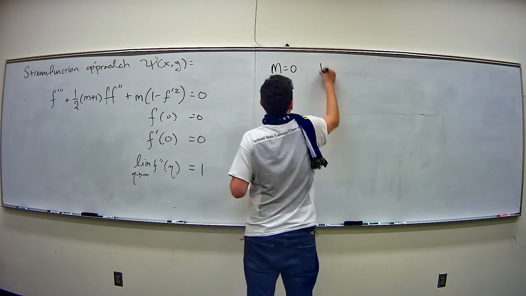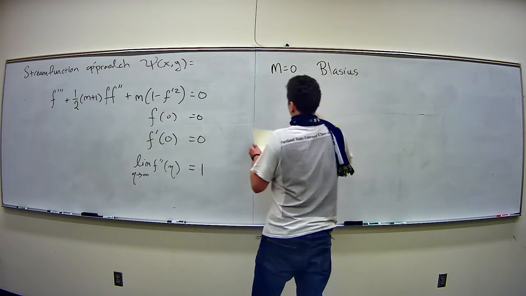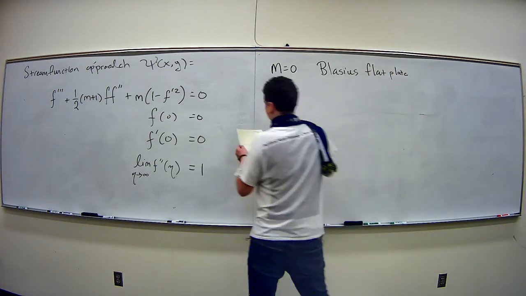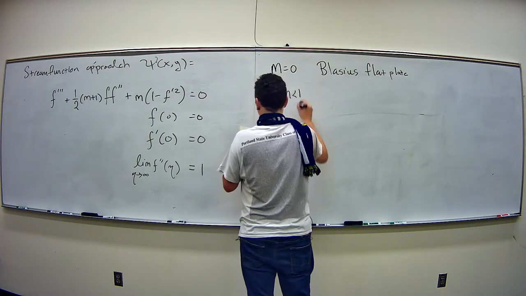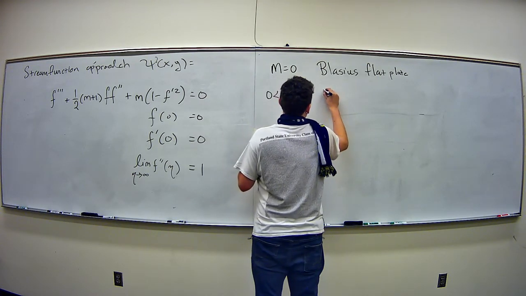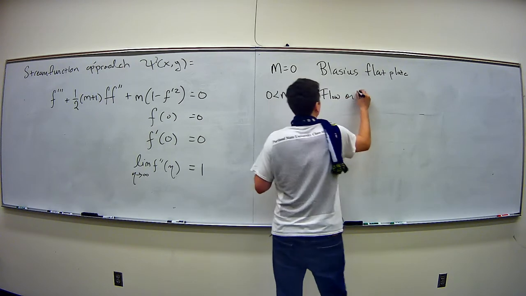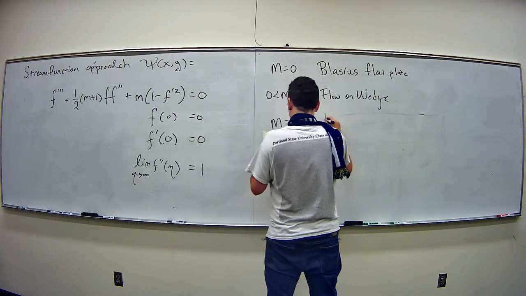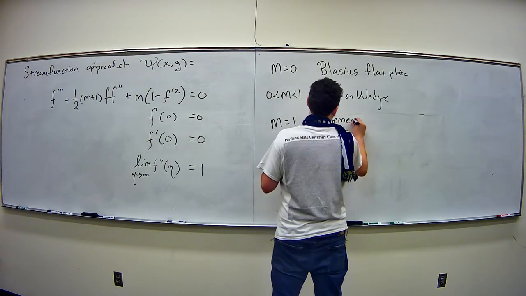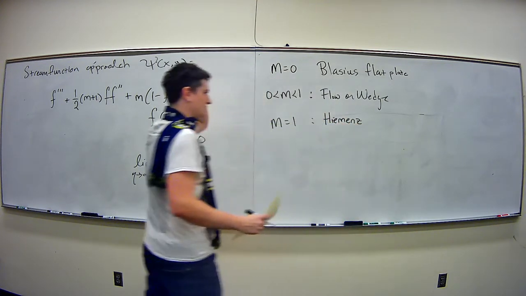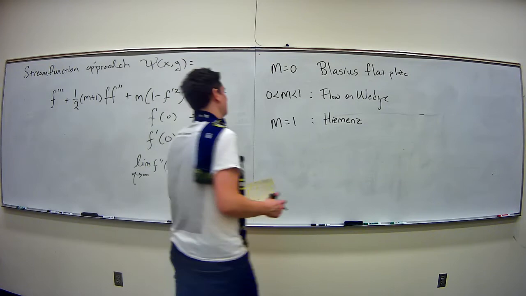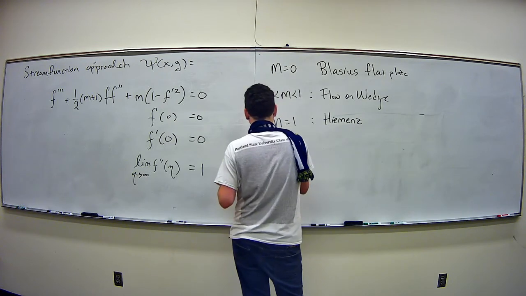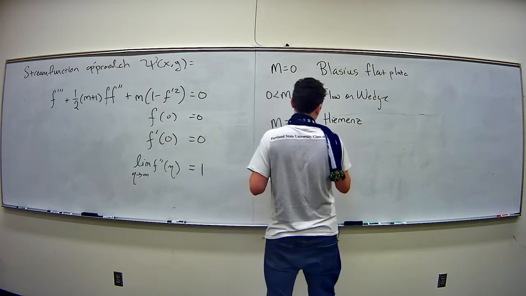For m equal to 0, this is something called the Blasius, or flat plate solution. When the power is between 0 and 1, this is going to be a flow on a wedge. M equal to 1, way back, remember, this is really that Hiemenz flow. This is the coupling that's happening, where now m equal to 1 is really this rotation thing where it's just a flat plate. Then 2, this is flow in a corner.